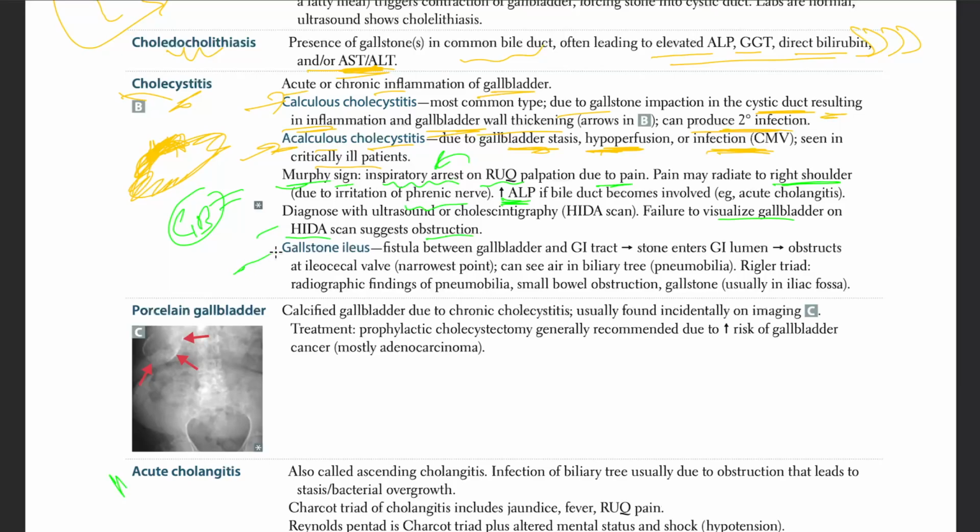Now let's talk about gallstone ileus. If you have a fistula between the gallbladder and the GI tract, this is your gallbladder and this is your GI tract.